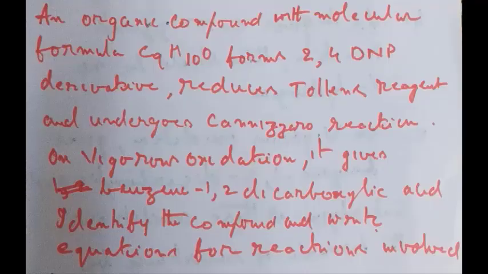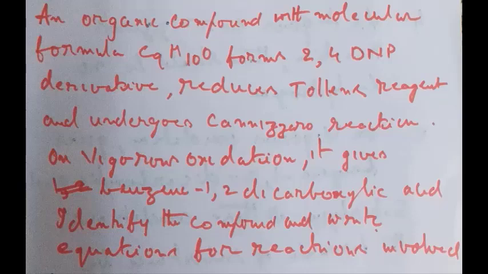An organic compound with molecular formula C9H10O forms 2,4-DNP derivative, reduces Tollens reagent and undergoes Cannizzaro reaction. On vigorous oxidation, it gives benzene 1,2-dicarboxylic acid. Identify the compound and write equations for reactions involved.